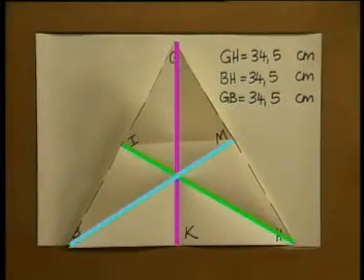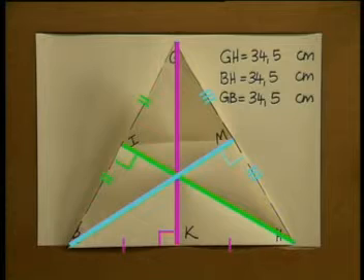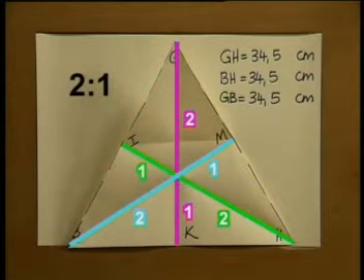Let's see if you can remember all that we've learned today. An equilateral triangle has 3 symmetry lines. In an equilateral triangle, the symmetry lines are also medians, altitudes, angle bisectors, and perpendicular bisectors. The symmetry lines of the equilateral triangle intersect one another in the ratio of 2:1.